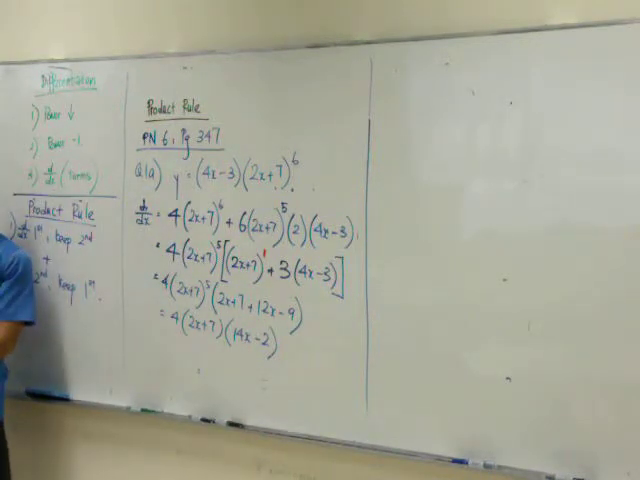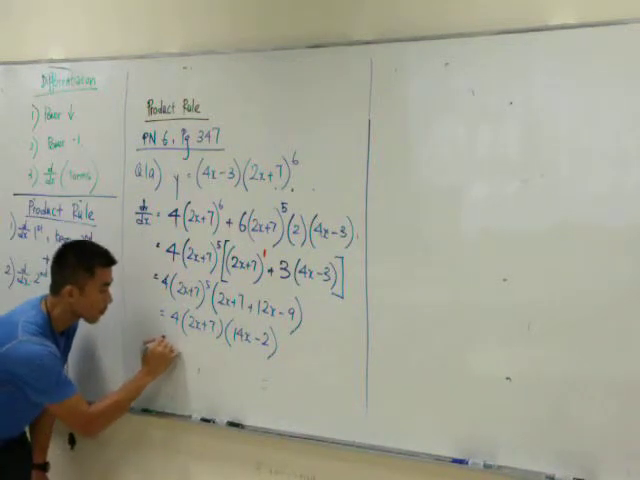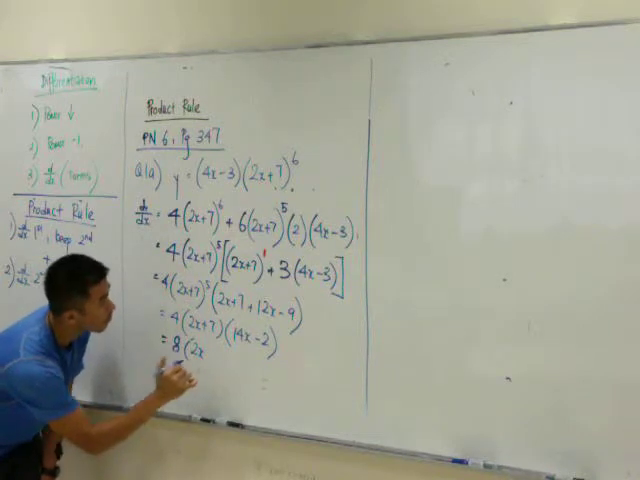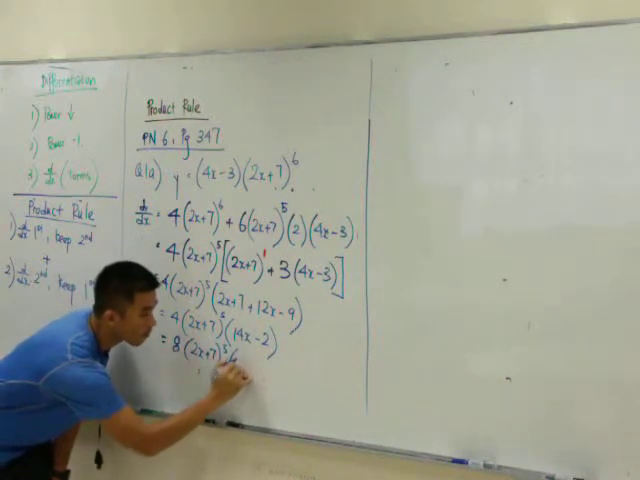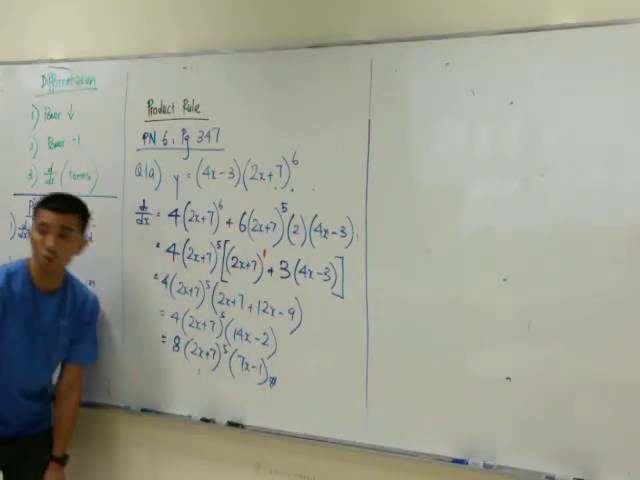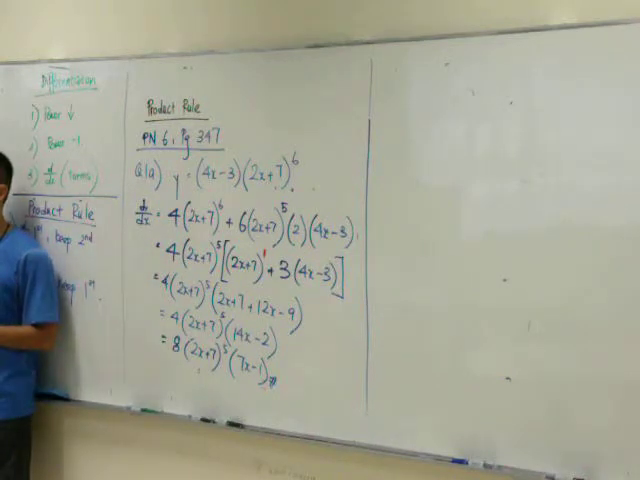Think we are done? Why not? You can still factorize this answer by taking out a 2. And this will be your final answer. And this is the 3 marks question.